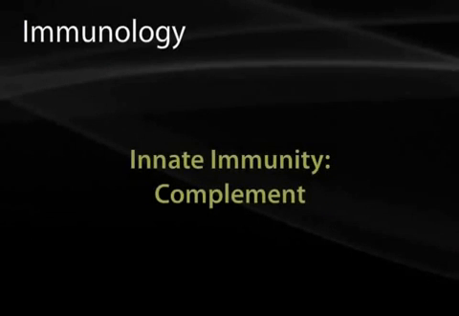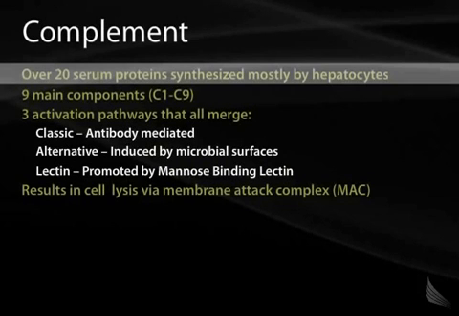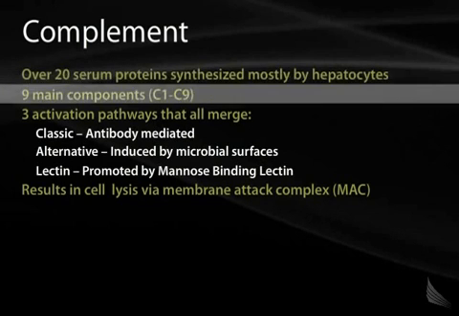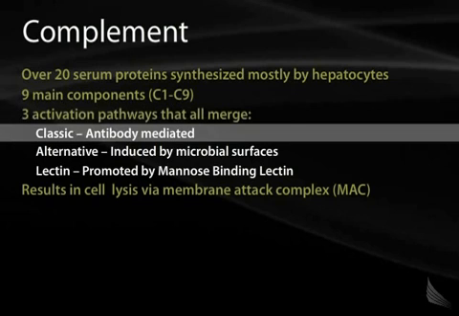In this section of the lecture, we will be discussing complement. So complement is a system of over 20 serum proteins that are synthesized mostly by hepatocytes. There are 9 main components, labeled C1 through C9 conveniently, and 3 activation pathways that all merge together. Those pathways are the classic pathway, the alternative pathway, and the lectin pathway.